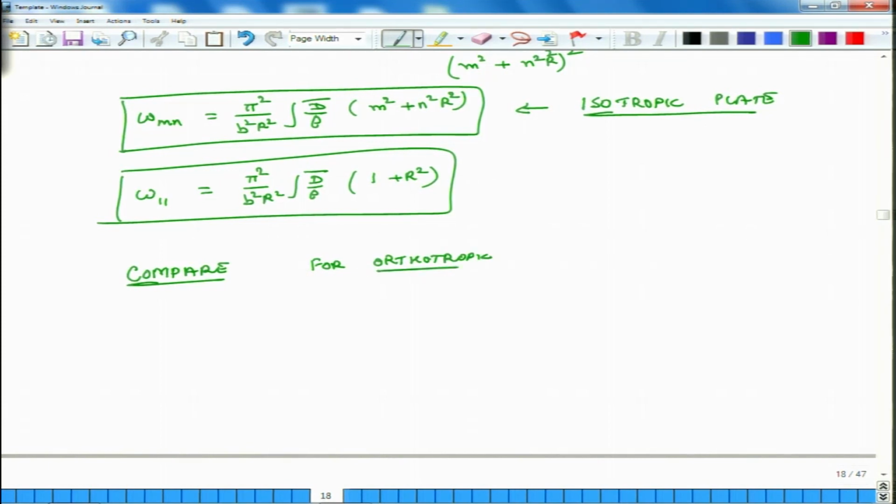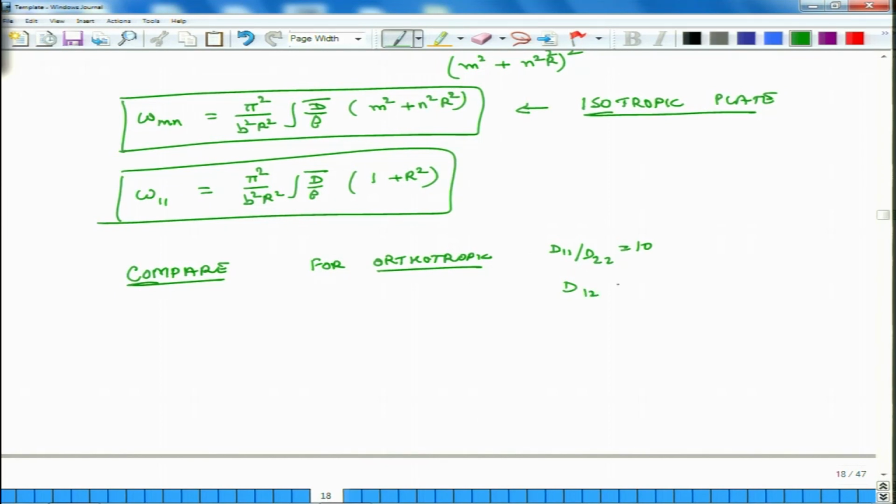We have already developed the relation, but we also need some numbers. So, we will say d11 over d22 is 10. What does that mean? That in the two direction the plate is very easy to bend, in the one direction it is very stiff. Okay.